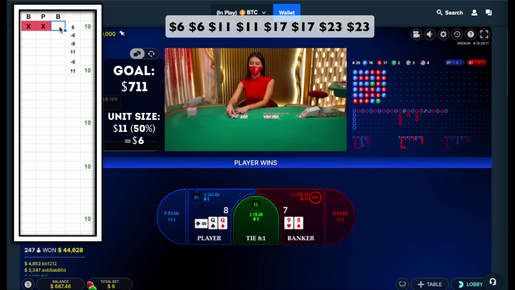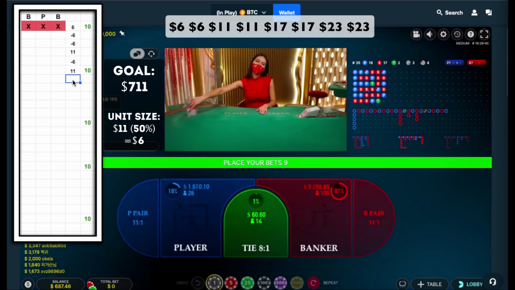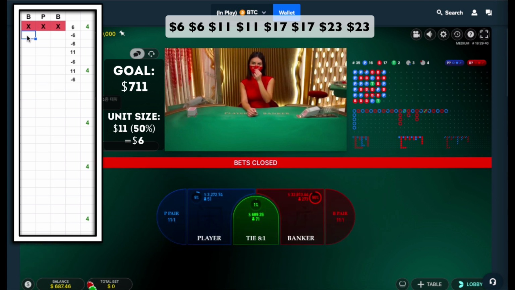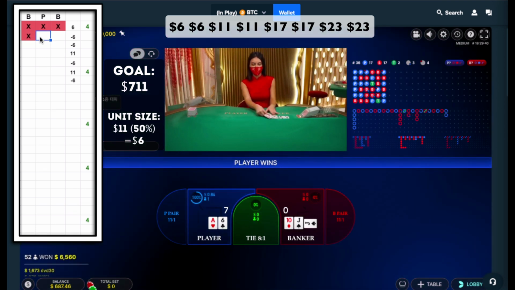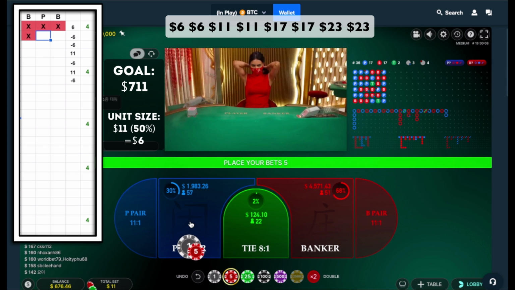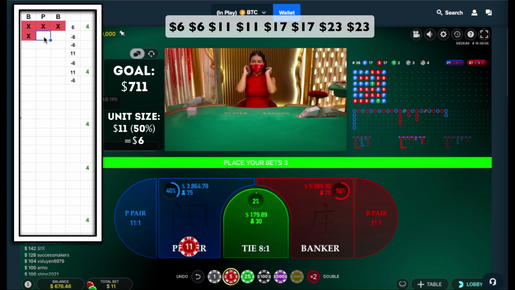Okay, player gets bailed out by the 8, so we lose that, -6. All right, next betting spot is the middle spot, and we are at the third step of the progression once again. So I will place $11 on player right after this free hand. All right, 11 on player, looking for the check mark here. Trying to break the X pattern.